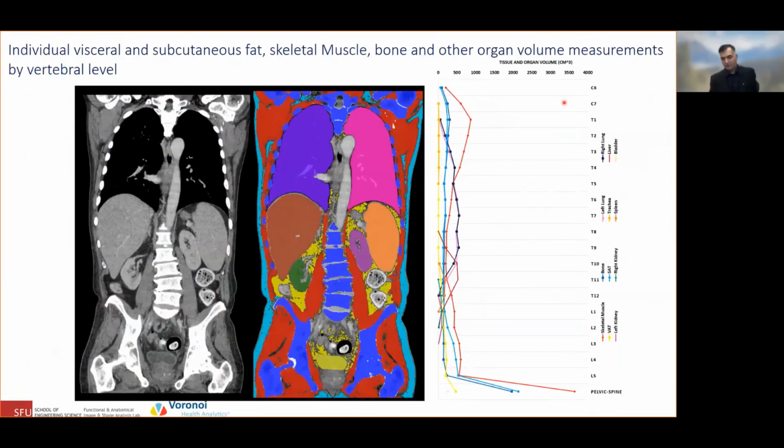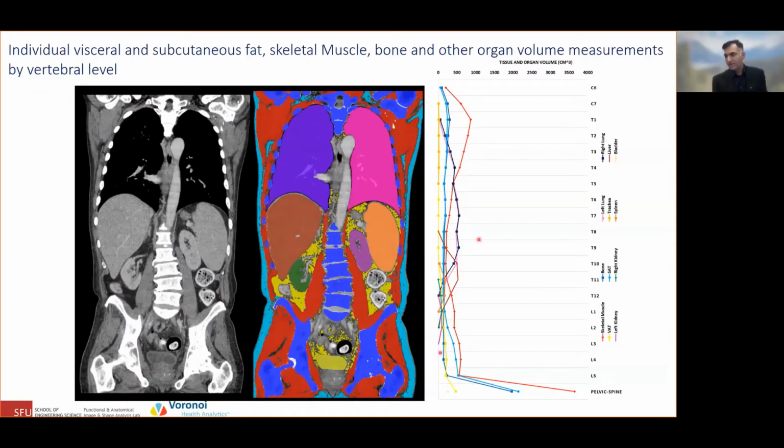So I want to now showcase how we will address one of the challenges, which is fields of view. Some individuals have CT images that are acquired for the thoracic region, some for the lumbar region. So over here is shown these measurements indexed by their vertebral levels. So at each vertebral level, we can go and measure the average volume or area in that vertebral level.